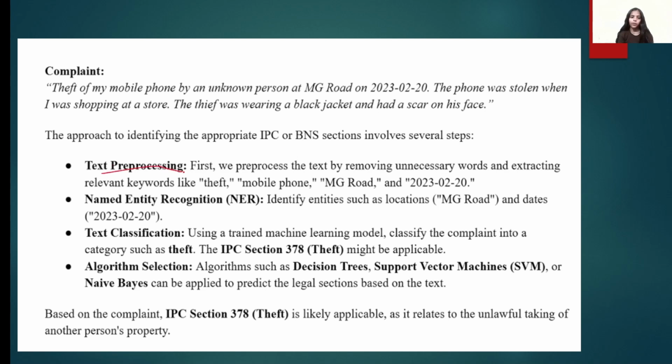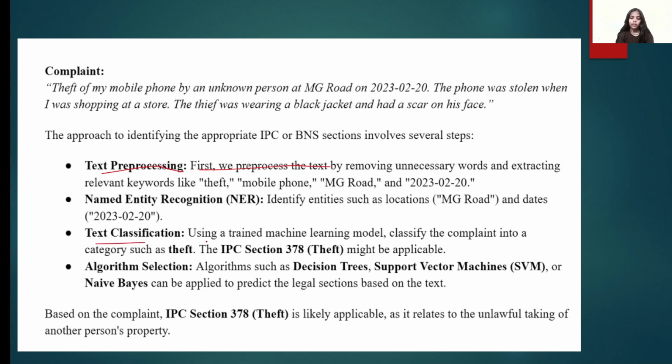First is text preprocessing, as we discussed in the stages of text mining. So here first we process the data by removing unnecessary words and keeping relevant keywords. It means we organize our text or data into words. Second, we recognize our entities. For example, theft is a crime, unknown person is a perpetrator, mobile phone is a stolen item. So this is an entity recognition process.